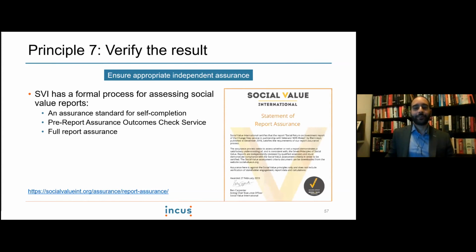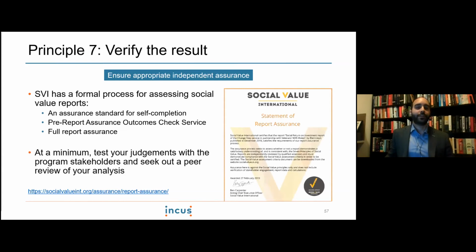This obviously costs a bit of money. It's not always required, but at the minimum, what I would recommend is that you should be testing your judgments with the program stakeholders throughout as much as you can. Seek out a peer review, establish a steering group or reference group that can give you some guidance, because this is a judgment-laden process, and a great thing to do is to verify your steps as you're going through it.